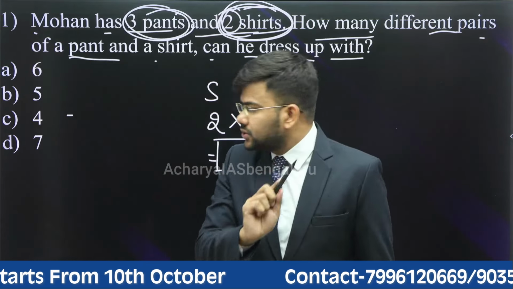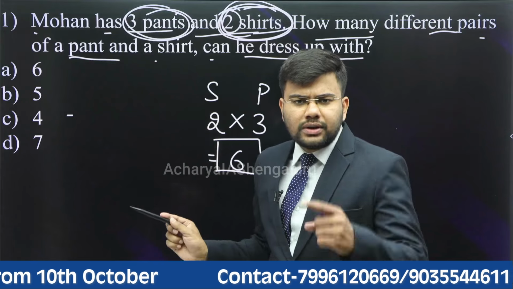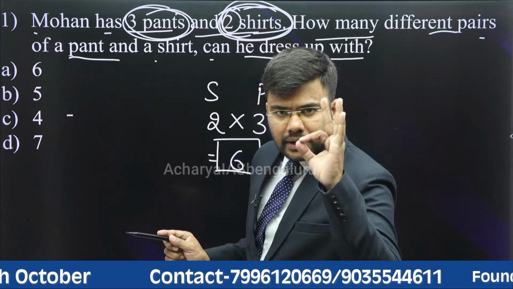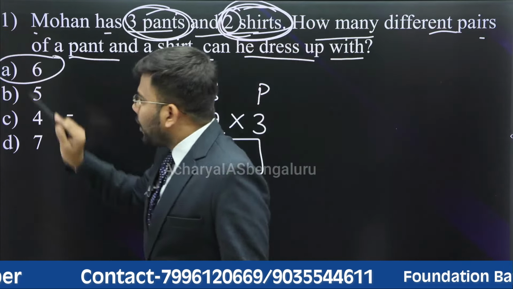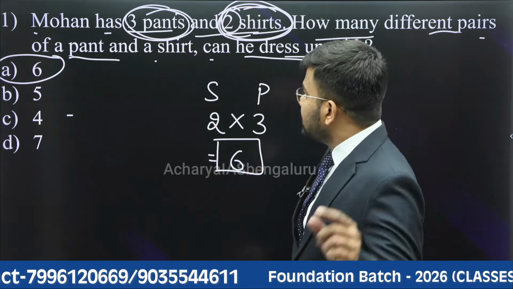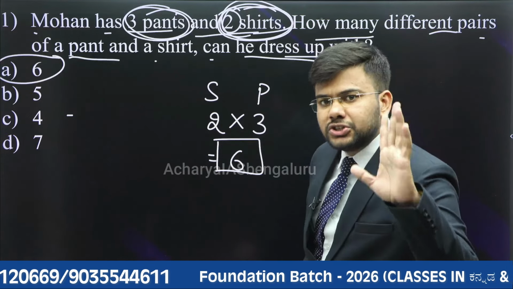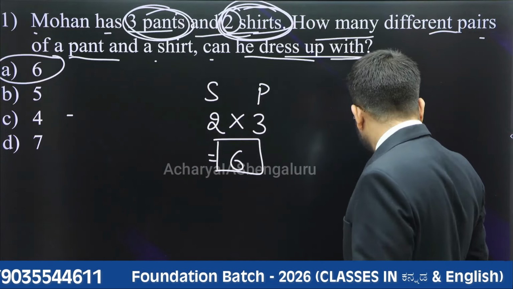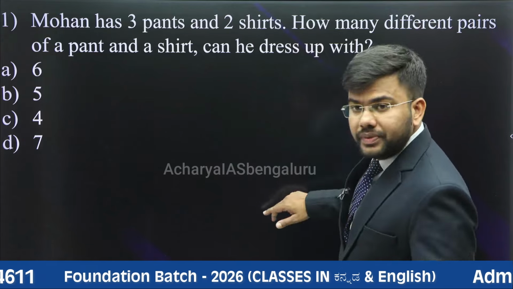I hope you have got this correct. Similar kind of question, if you solve the next question, you will get it right. So the answer would be option A, that is 6 is the correct answer. He can dress up in 6 types with pants and shirts. Fine? Yes. So we shall move on to the next question.